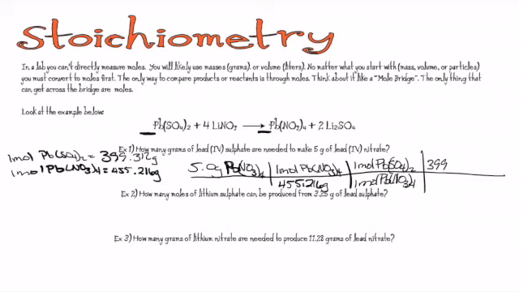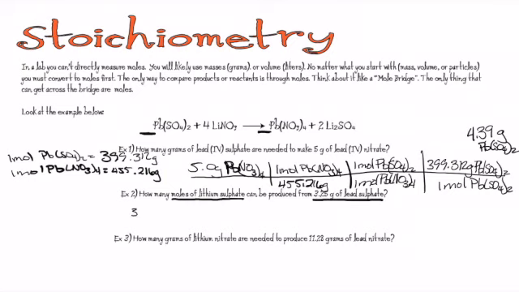So 399.312 grams of lead sulfate for every 1 mole of lead sulfate. So when we solve, we get 4.39 grams of lead sulfate would be needed to make 5 grams of lead nitrate. The next question, we're looking for moles of lithium sulfate from grams of lead sulfate.